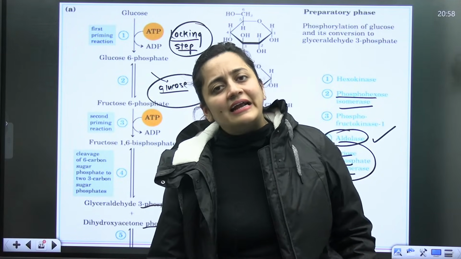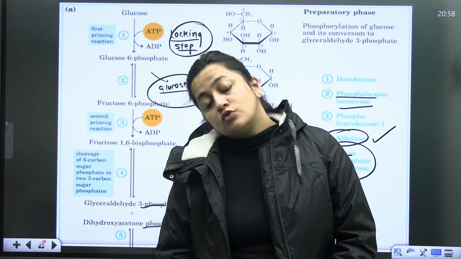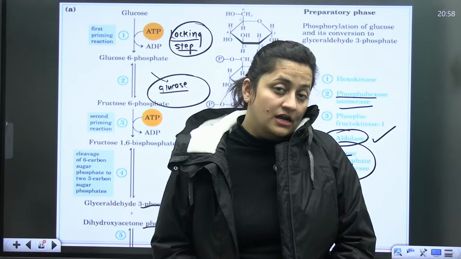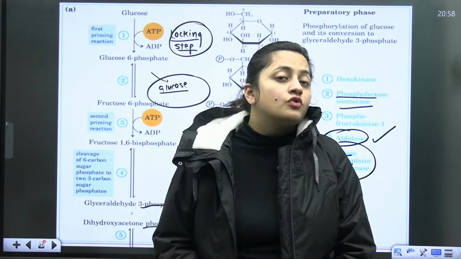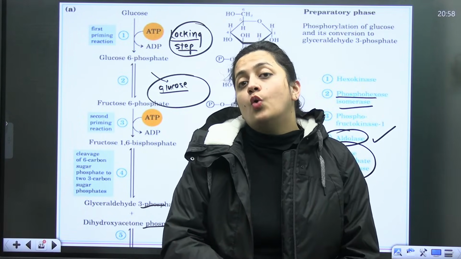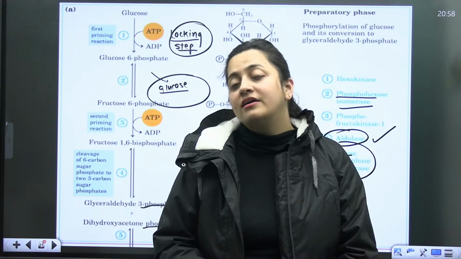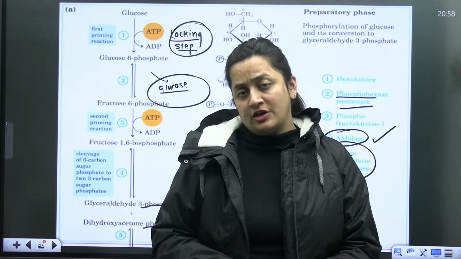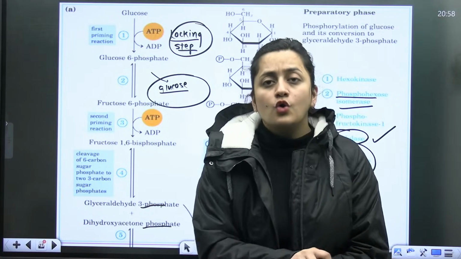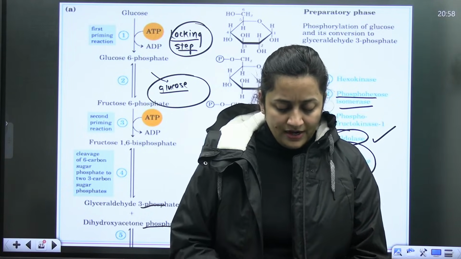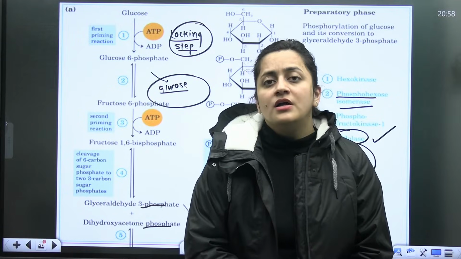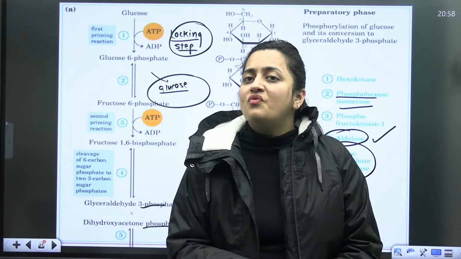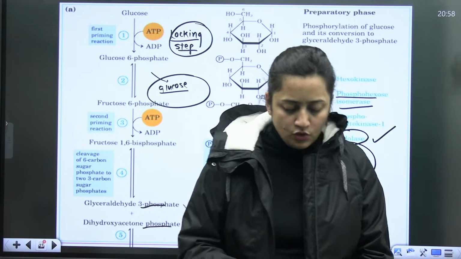So why can't we directly give that patient glucose 6-phosphate? Why are we giving that patient glucose? The patient is already weak. Because if you give glucose, the patient has to convert it to glucose 6-phosphate first. So why can't we directly give glucose 6-phosphate?